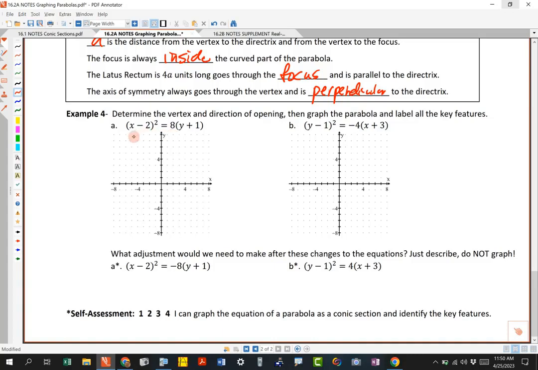If x is squared, you've got a choice. It's a regular old parabola. It's either going to open up or down. In this case, because that's positive, it's going to open up.